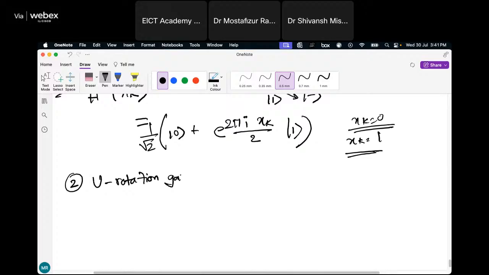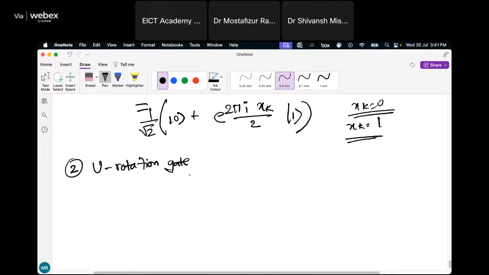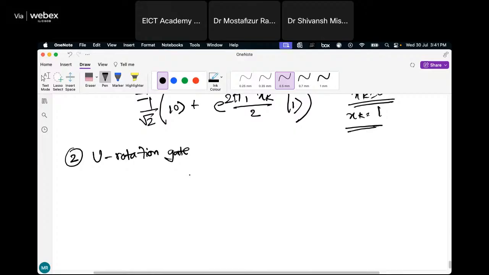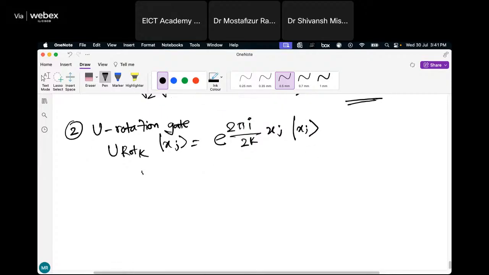Let me define certain things about the U rotation gate. The U rotation k gate on the state xj is e to the power 2 pi I by 2 to the power k, it's a quantum gate, on xj. So this is the definition of the U rotation gate.